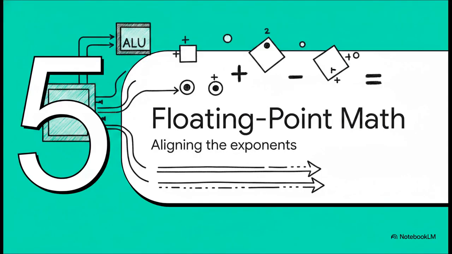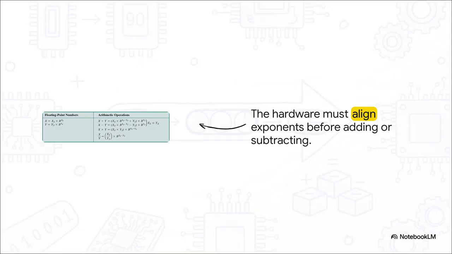Finally, Section 5, Floating Point Math Operations, Aligning the Exponents. Take a look at the equations for addition and subtraction. Before the computer can even touch the significands and add them together, the hardware has to do the heavy lifting of aligning their exponents. You can't just take a number scaled to 10 to the 2nd power and add it directly to a number scaled to 10 to the 3rd power. The ALU has to shift the radix point of one of those operands until both exponents match perfectly, and only then can it do the math. Multiplication and division, interestingly enough, are slightly more straightforward here because you can just add or subtract the exponents directly.